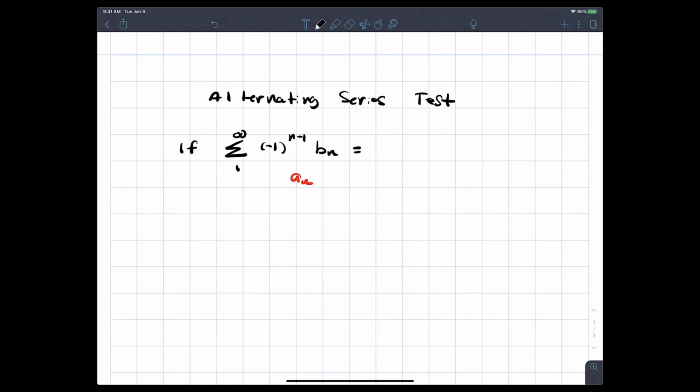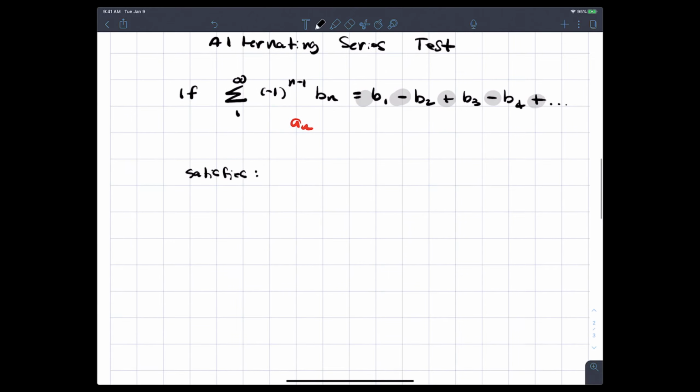This series will look like b_1 minus b_2 plus b_3 minus b_4 plus, and again, the point is the terms will be alternating in sign, and it starts with a plus. So you have what's called an alternating series. They're saying if you have an alternating series here and it satisfies these additional assumptions, that the b_n portion has to be decreasing.